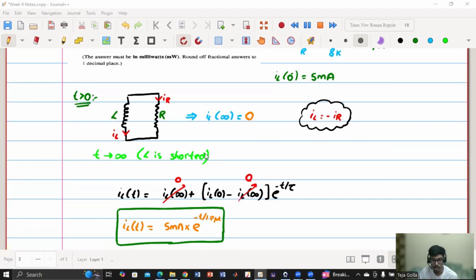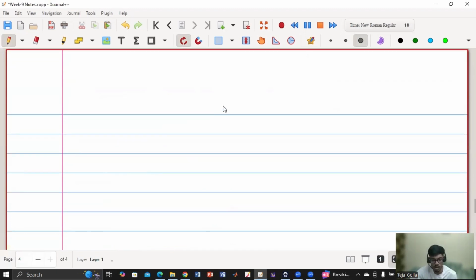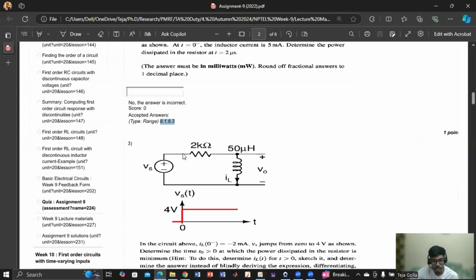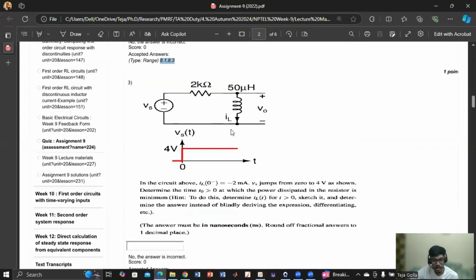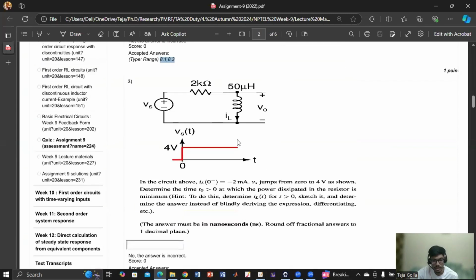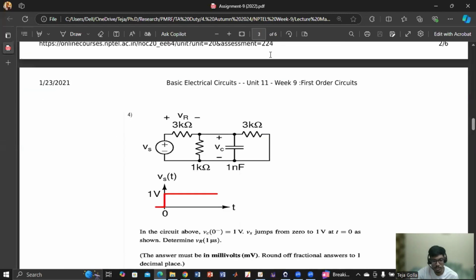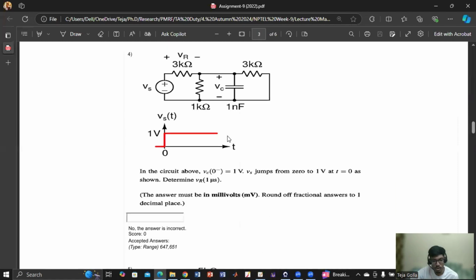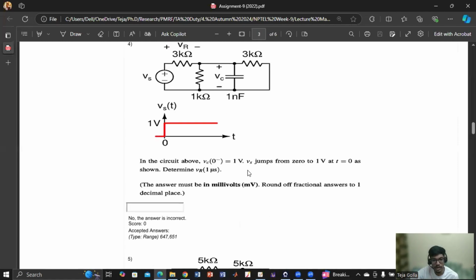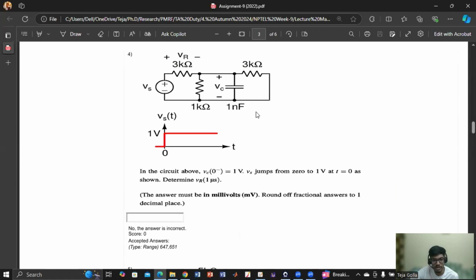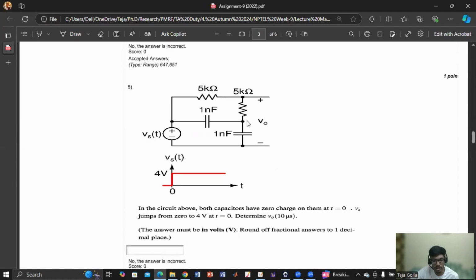Okay, sir. Okay, yeah. So now we'll move on to another problem. Questions 2 and 3 are more or less the same. Now we'll move to question number 4 or inductor we have done. This is also something similar only. So maybe we can solve question number 5, which is interesting. So we'll solve question number 5.